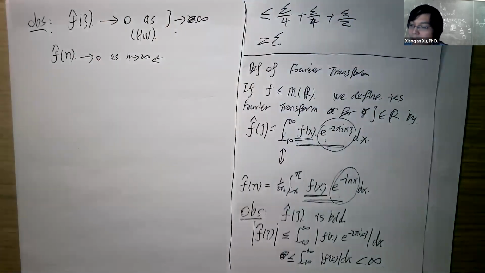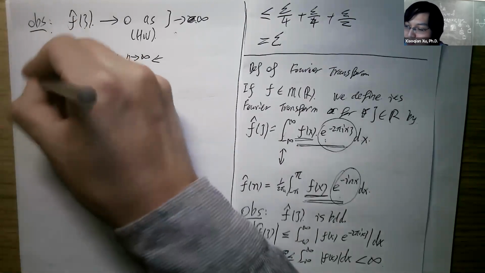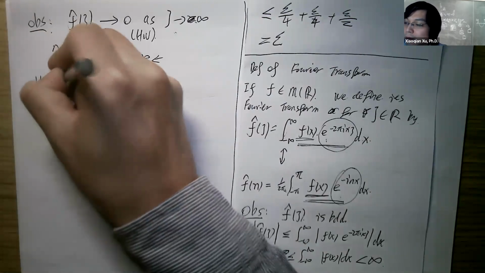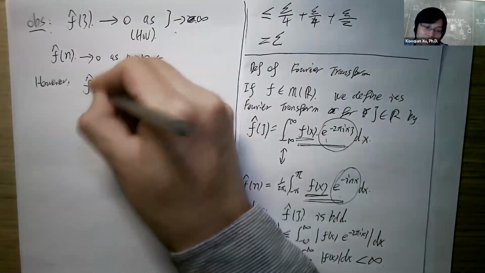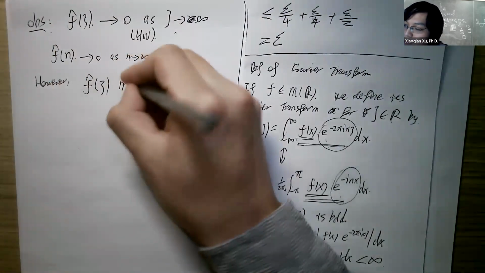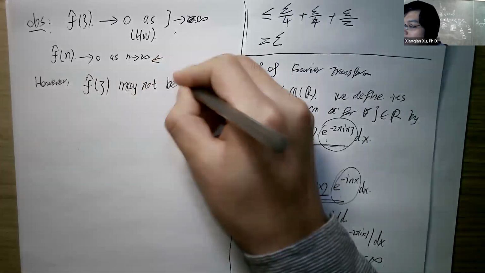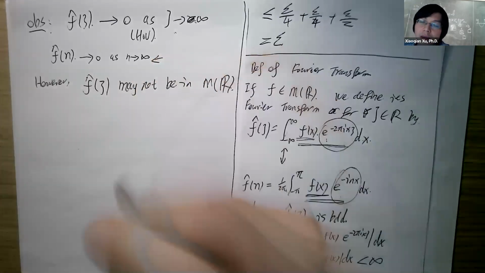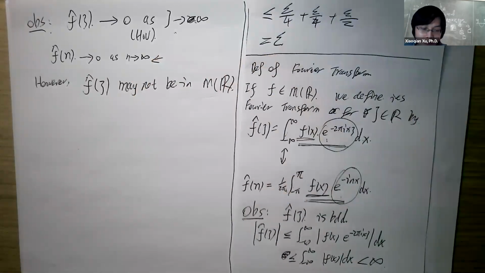Which means f hat of xi, just as f(x), also has some kind of decay. For f(x), it has a very fast decay, right? It decays like 1 over x squared. And for this one, it also has some kind of decay. However, f hat of xi may not be in this space, which means it may not decay very fast.